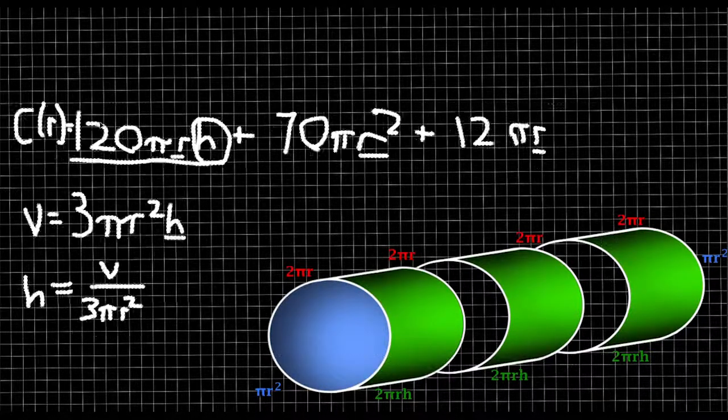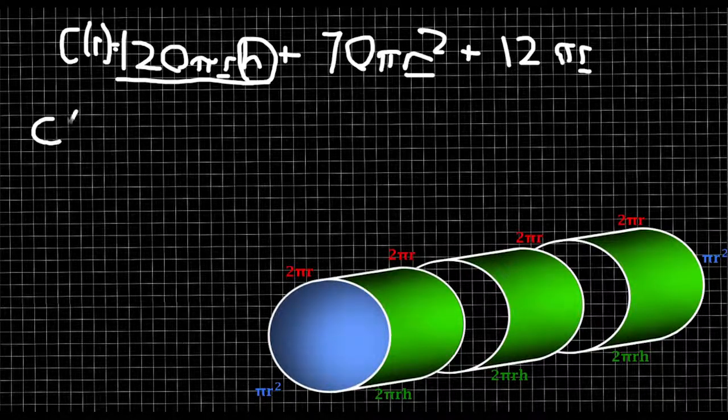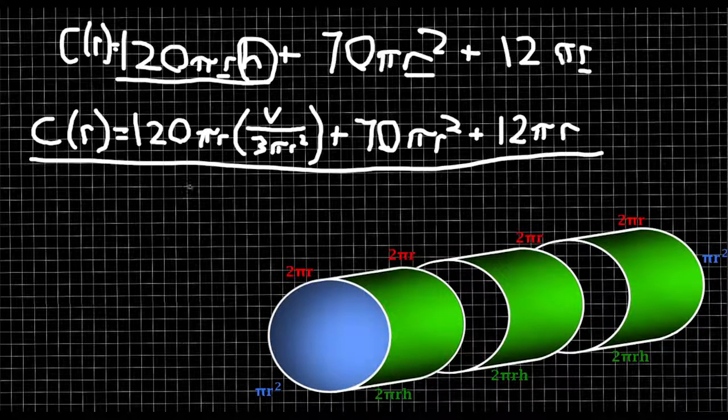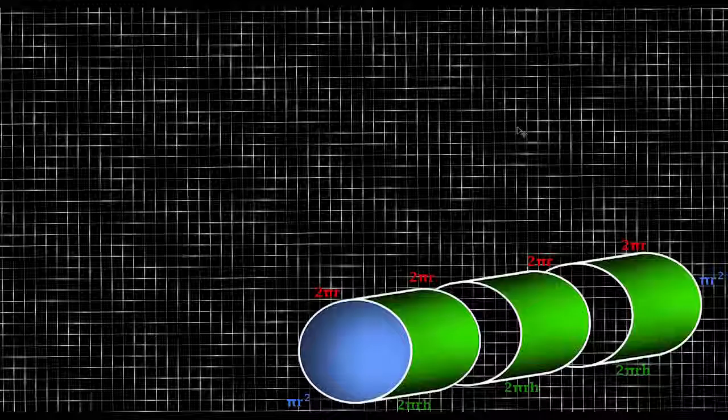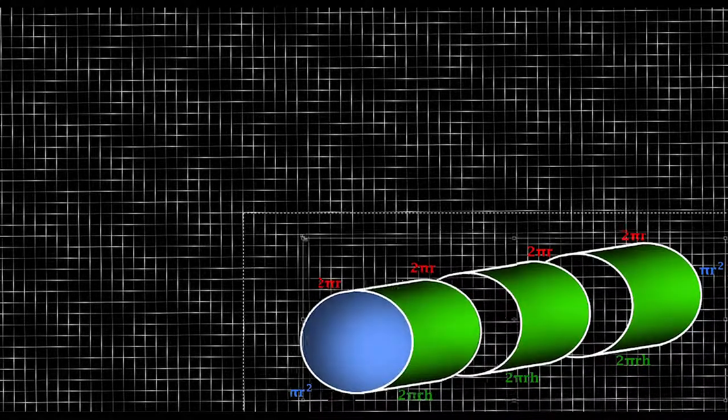So now we want to find our full cost function, which will be cost of r equals 120 pi r, and now here we enter our h equivalent, and then we add end caps, and we add the cost for welds. So this gives us the full cost function with respect to radius. Alright, so now that we found our cost function, we're going to go ahead and clean things up a little bit. And so we can find our derivative.